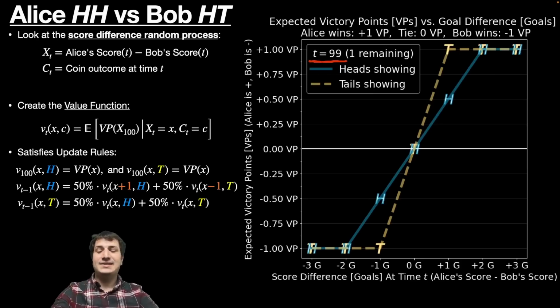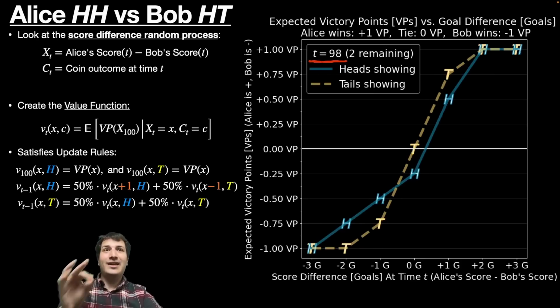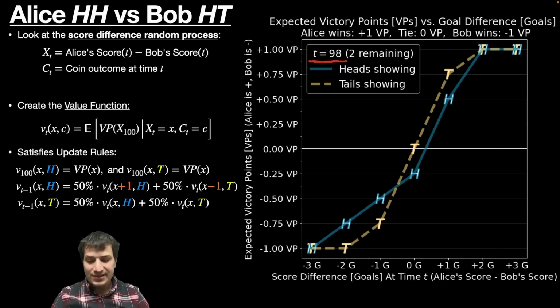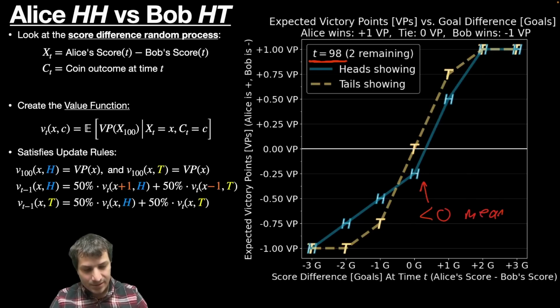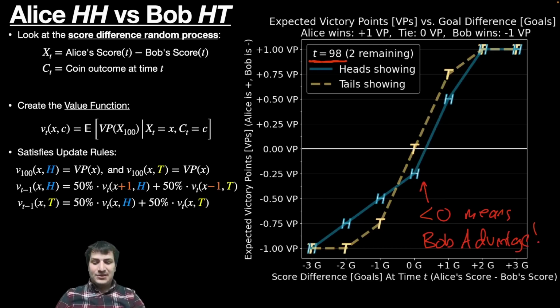Okay, so now let's look at t equals 98, and it starts to look like this. And so at t equals 98, you can already see here in the middle that Bob has an advantage, right? Because this is less than 0, which means Bob advantage. So even though the game is currently a tie, if a heads is showing and there's only 2 rounds left, then Bob is going to have an advantage. And we see that in our thing because this is less than 0, and Bob is the negative victory points, and Alice is the positive victory points. So being below 0 means Bob has an advantage.